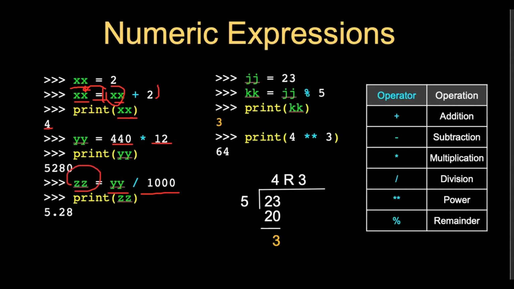Okay, so what is ZZ? ZZ is this. Of course, you can do JJ and KK and just keep going. So 4 to the power of 3. So this is 4 times 4 times 4, right? 64. Okay? All right.